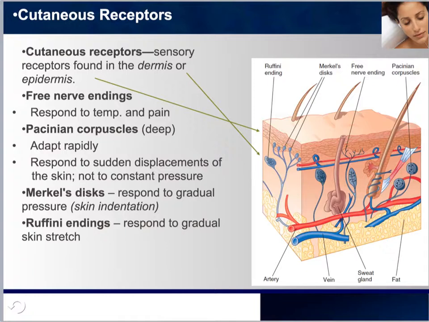The Merkel's disc, or Merkel's as some people also pronounce, respond to gradual pressure. And so when we look at gradual pressure, we're talking about skin indentation. If you've ever worn a pair of socks that are too tight, you may not feel anything until after a period of time. In fact, some individuals do not feel anything until the end of the day when they get home and remove them, and then they're able to see that their skin has been indented because of the constant pressure. This responds again to gradual pressure, but they do not have a quick response to it unless it's severe.